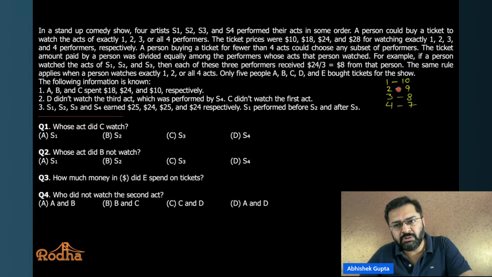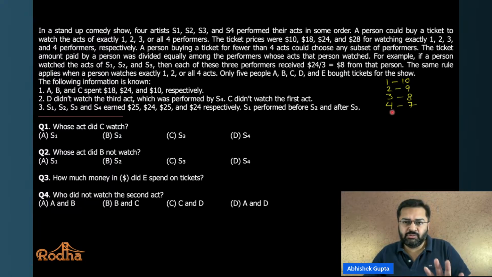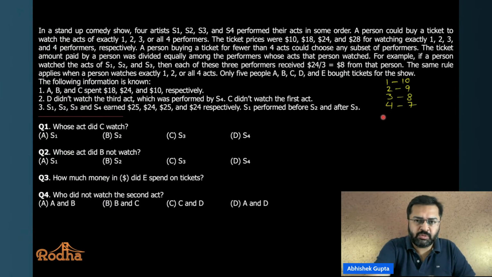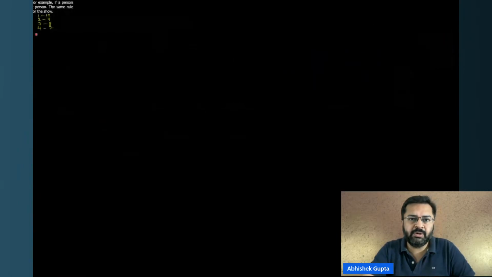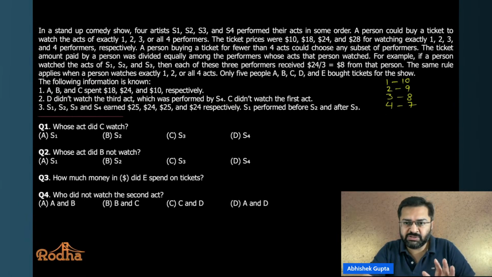So you can see that if you're watching just one, it's 10 per act. For 2, it's 9 per act, so 2 into 9, 18 would be the total expenditure. If you want to watch three of them, any three of them, then it'll be 8 per act, so 8 into 3, total expense would be 24. And if you want to watch all four, then it'll be 7. 4 into 7, 28. So it's like that. So this is the exact breakup of their expenditure, right?